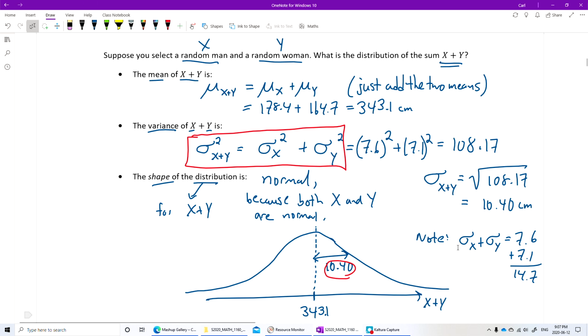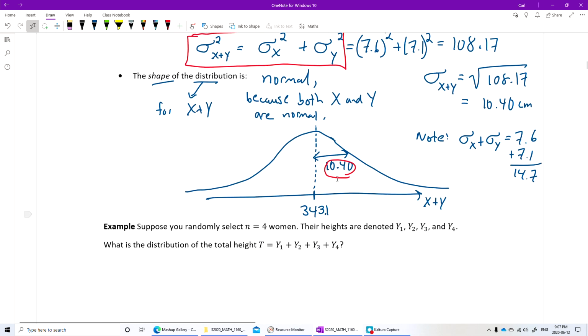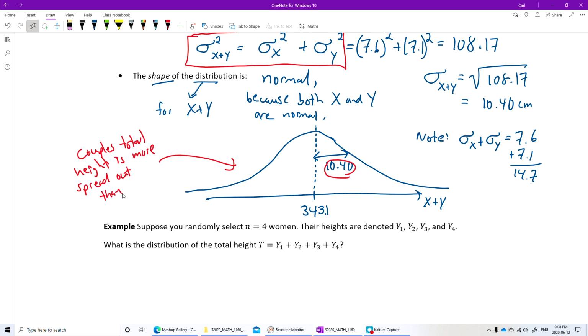But then we have to take the square root of that, right? We have to take the square root of that to get the sigma. Okay, so you can see that the couples' total height is more spread out, has more spread than individual men or women. Okay, great. Now, if you absorb that, then you've already gone a long way towards understanding the central limit theorem.